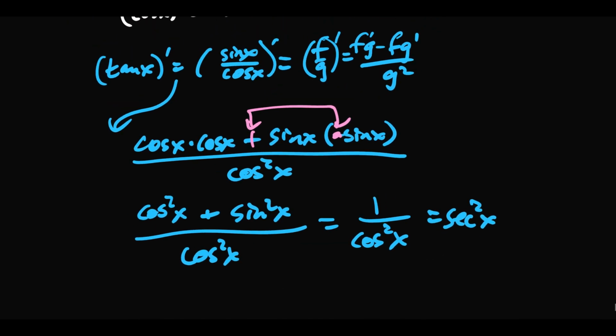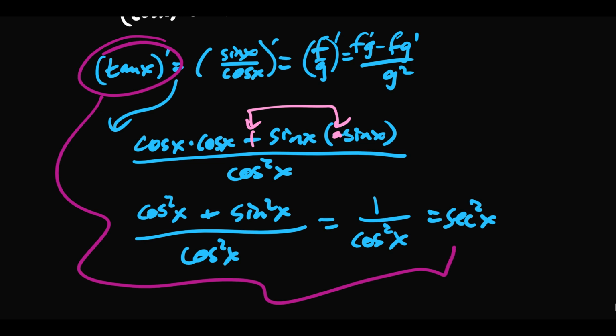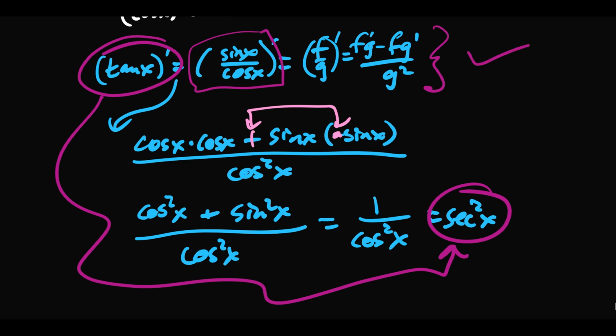So the derivative of tangent is secant squared, and that's how you get it. If you forget this on a test, just derive it. Just make the tangent sine over cosine, use the quotient rule for it, and then you're done. You got it. You just work all throughout.